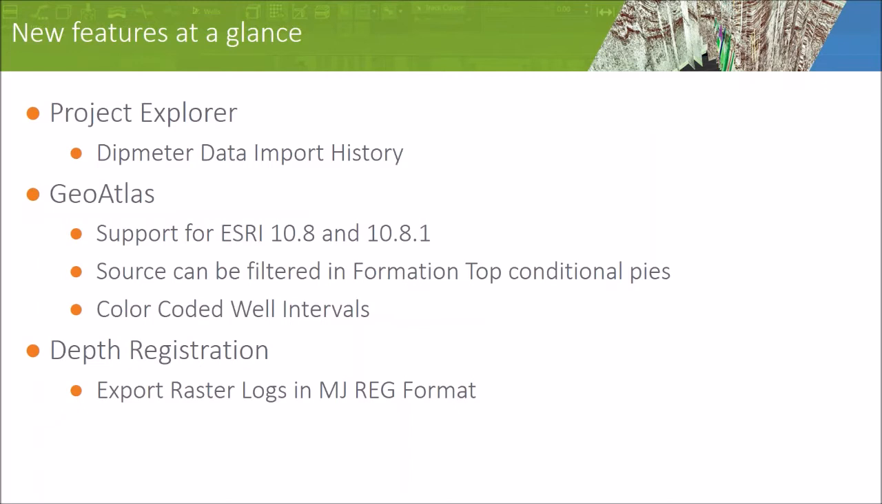We've implemented some new connections with interval data that you pick within cross section, within petrophysics, or within geomodeling. That information then gets saved out to Zone Manager. We can now track that in various modules a little bit easier. Within GeoAtlas, the ability to color code wellbores based on some of that interval data has been implemented. For depth registration, we can now export raster logs in the MJ Systems REG format, in addition to the format that we had beforehand, the DRA format. So we have two export formats now, REG and DRA.